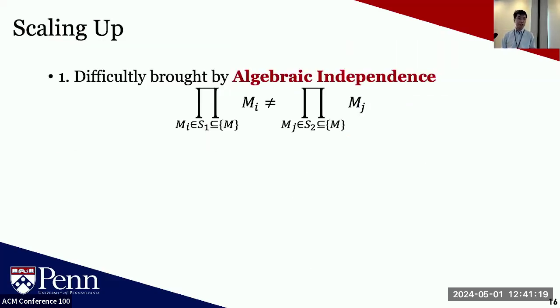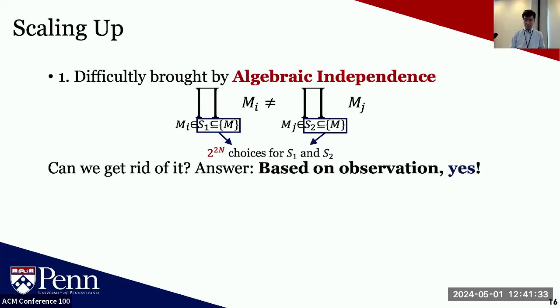But before we can actually solve the problem, there are a few barriers. First, recall the algebraic independence. It needs to find any subsets S1 and S2, so there are actually exponential choices for them. And we'll see that actually we can ignore this constraint.